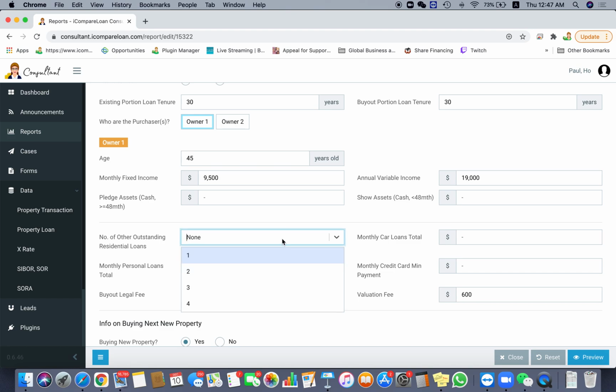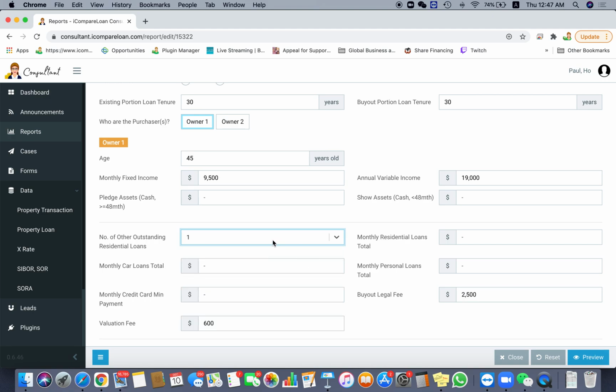Okay, a number of other outstanding residential loans, in case the property owner one, John, has another property with an outstanding loan. Maybe earlier when we spoke with them, they weren't very clear on what you can deliver. So after they saw this report, they say, wow, amazing. Actually, I didn't tell the truth. I didn't actually have one property only. This is my second property, right? In which case you can put it to one. And then obviously, if you put it to one, then you have to put in your monthly residential outstanding loan, right? If not, you put it to zero, then that goes away.